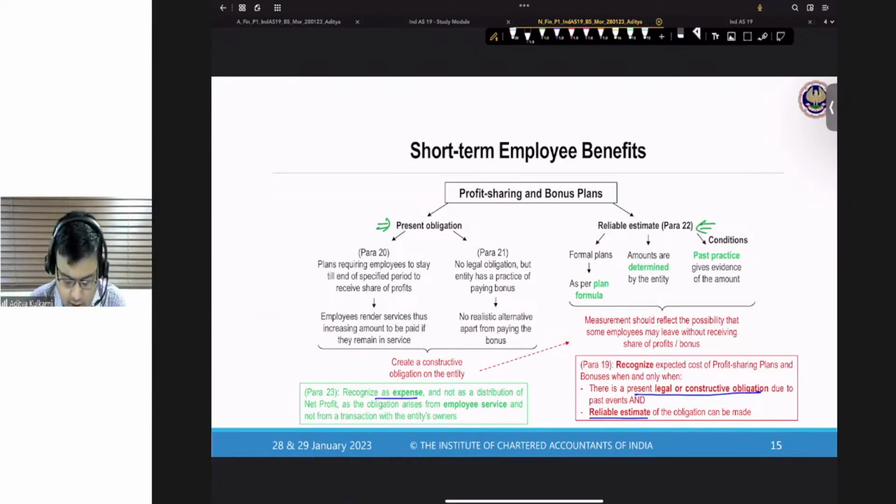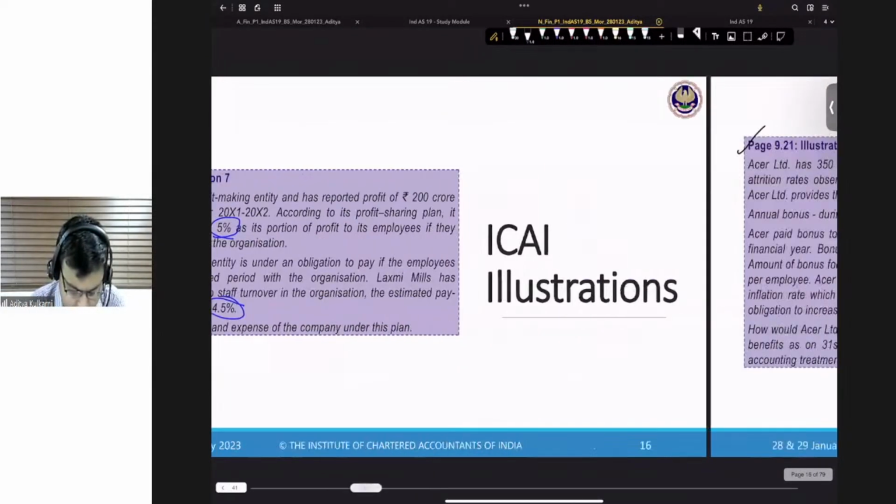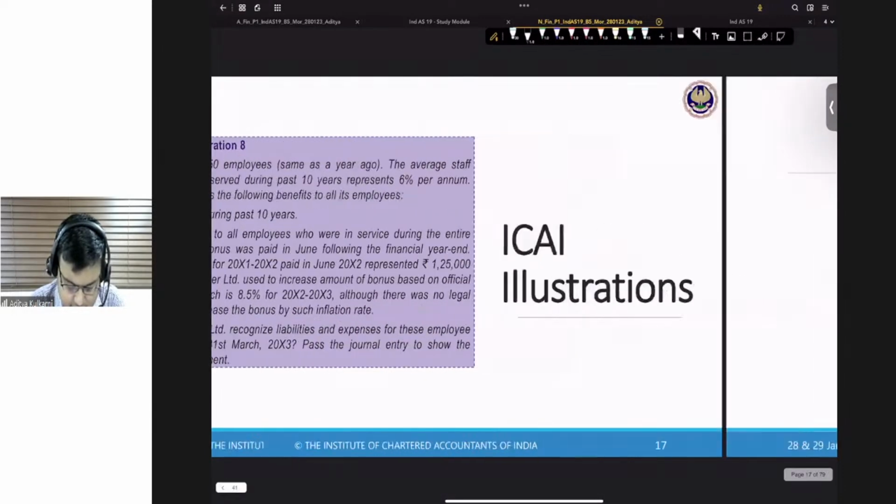Then we come to short-term employee benefits in respect of profit sharing and bonus plans. So sometimes organizations provide bonus. Bonus could be in the form of distribution of profits as well, but distribution of profits cannot be regarded as dividends because this is the bonus paid to the employees in their capacity as employees, not in the capacity of shareholders. So therefore, it will be treated as an expense. Even if there is no written obligation, if there is a practice of giving the bonus, you will have to recognize the liability because it becomes a constructive obligation in that case. So I told you to do this for homework. We did illustration 8.